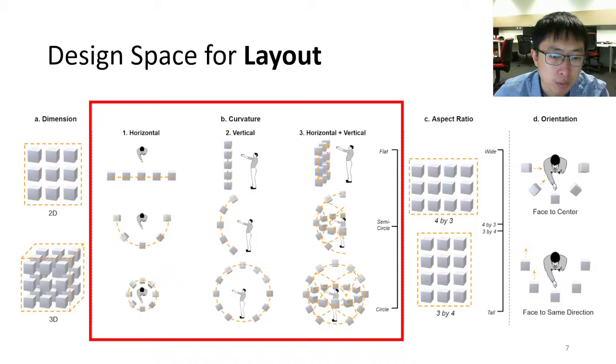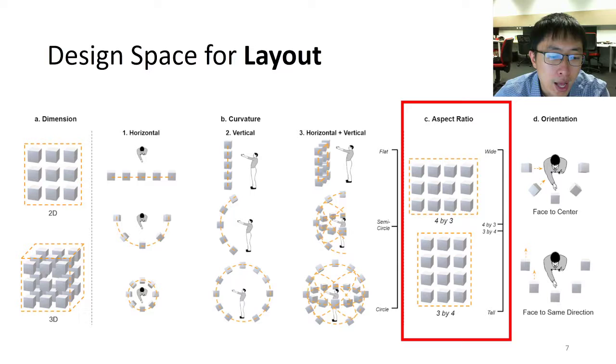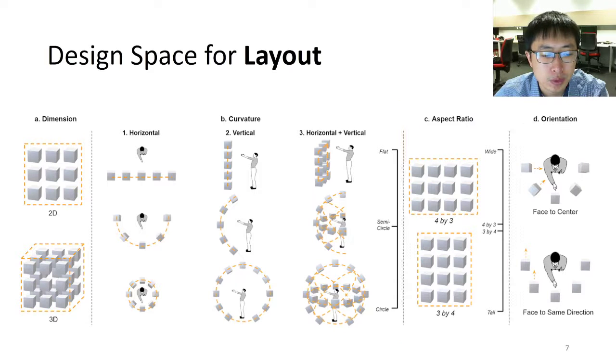Curvature allows multiples to wrap around the user, reducing the need for walking, while curving a 1D layout is relatively straightforward. There are several possible ways to curve layouts in higher dimensions, for example, curving a 2D layout into a cylinder or a sphere. Aspect ratio refers to the number of multiples in each orthogonal dimension. For example, a 2D array of 12 multiples can be arranged in a ratio of 4 times 3, 3 times 4, or 2 times 6.